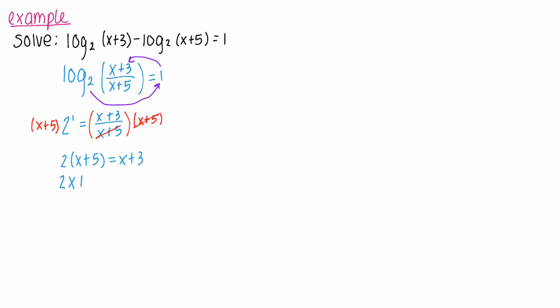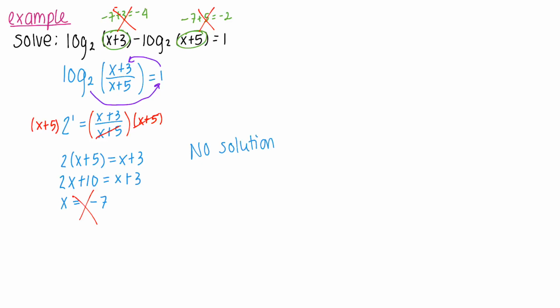Distributing the 2, we have 2x plus 10 equals x plus 3. Subtracting the x on both sides, this will just be x over here. Subtract the 10 on both sides, you get negative 7. So x is equal to negative 7. Now I can see some immediate issues. You need to plug back into the logarithms. If you do negative 7 plus 3, you get negative 4. So that's an issue. And same thing here. You don't need it to be both, but in this case it is. Plus 5 is negative 2. So that doesn't work at all. It was the only answer we had, so this is a no solution problem. Sometimes that happens. Sometimes you get an answer, but it doesn't work. So no solution.